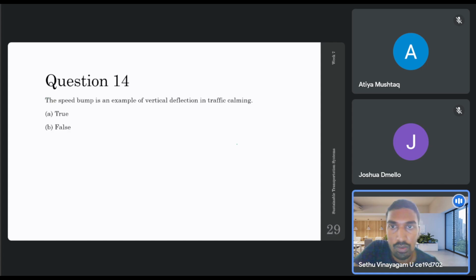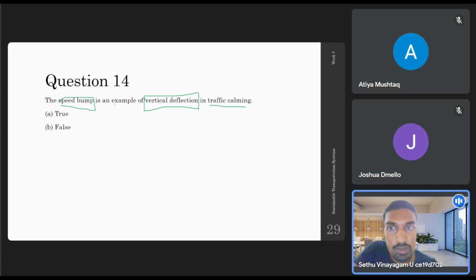Okay, so we already looked at the different traffic calming measures, right? So vertical deflection is one of the categories of measures that we have for traffic calming. Traffic calming is basically reducing the speed of the traffic. Okay, so within vertical deflection, we looked at three options. One was the speed bump, which is a round raised pavement.